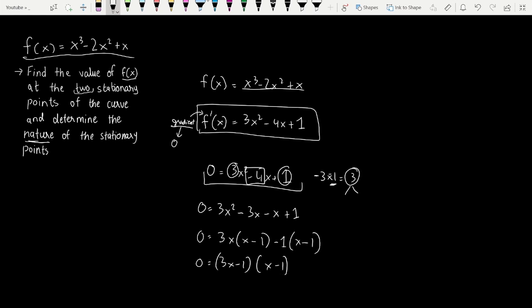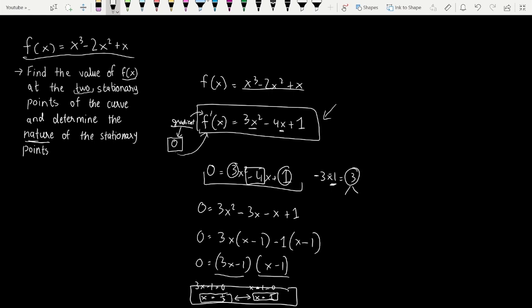Now, what we can do is solve out these factors. So this would just be 3x minus 1 equals 0 and x minus 1 equals 0. So one of the coordinates is x equals 1. The other coordinate is x equals 1 by 3. So these are the two x coordinates of the two stationary points. So again, what we did was we had this equation for the derivative, or in other words, the gradient of the graph. We used the idea that the gradient at the stationary point is 0. So we plugged that in here, and we basically got the two x coordinates for those stationary points.